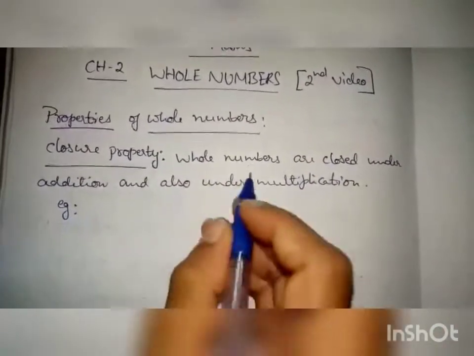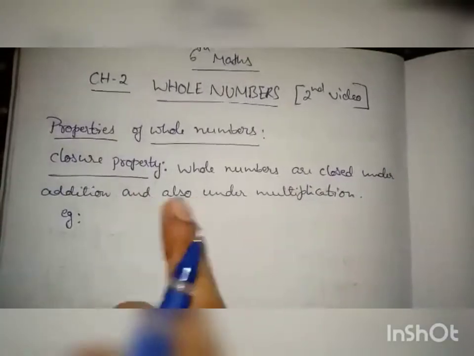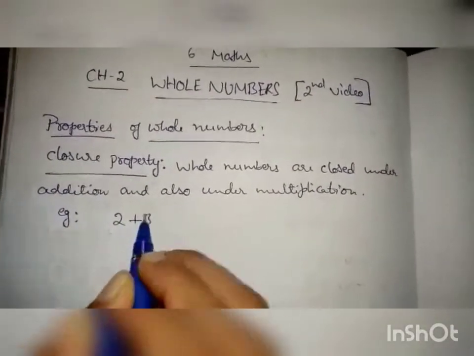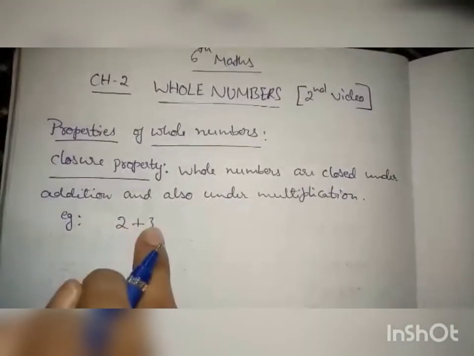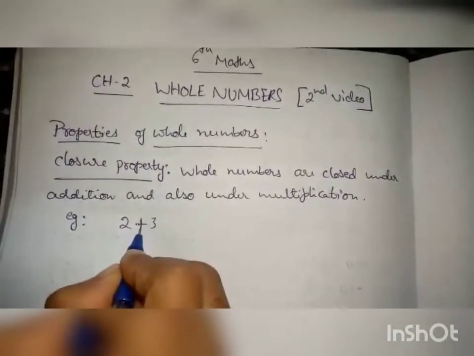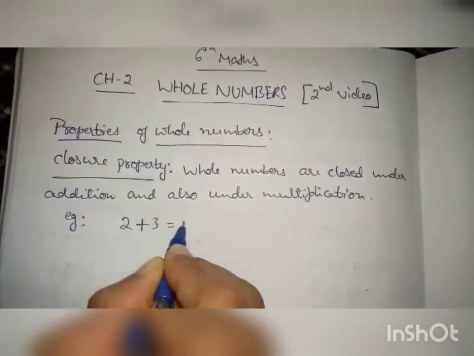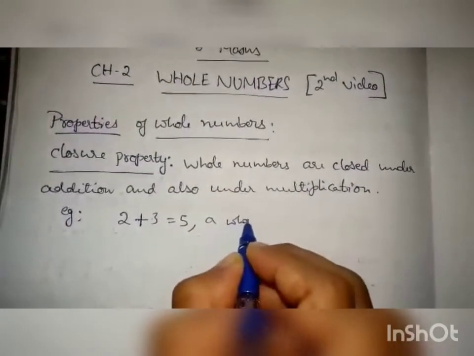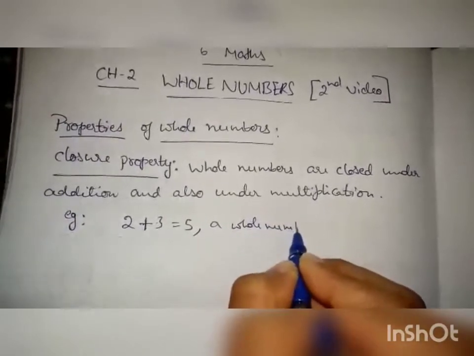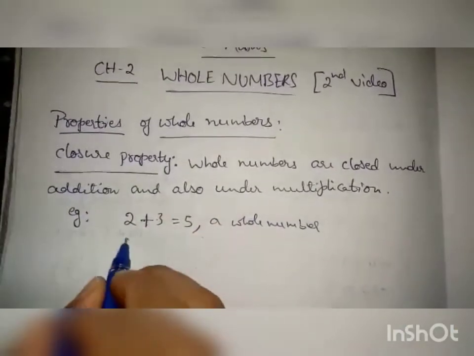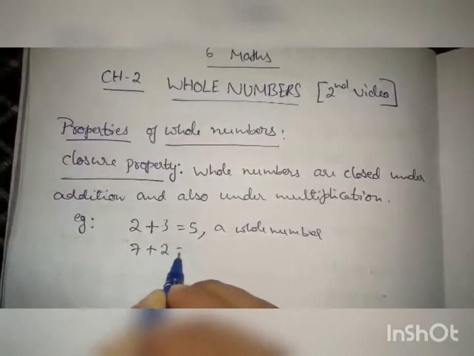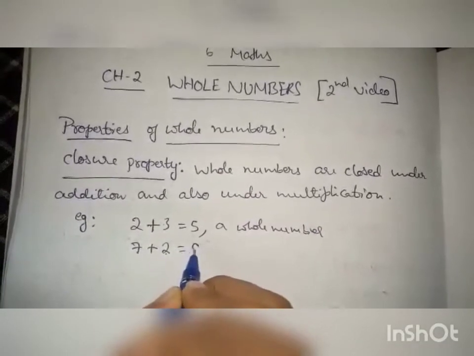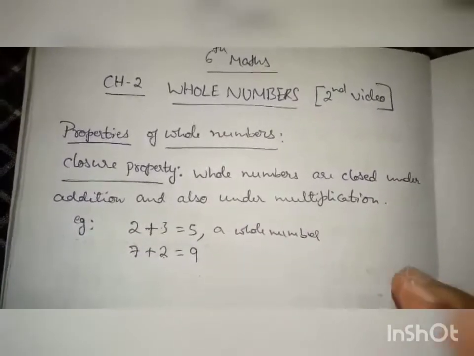Let me take addition. 2 is a whole number, right? Plus 3 is also a whole number. So you have taken two whole numbers and the addition symbol. What will you get? 2 plus 3 is 5. 5 is also a whole number. If you take another example, 7 and 2, 7 is a whole number, 2 is also a whole number. 7 plus 2 is 9, that is also a whole number.